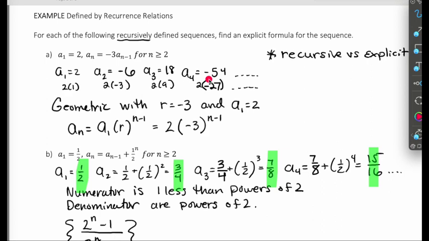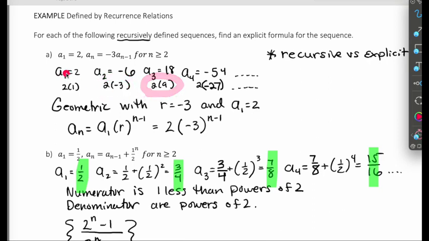So as you can see, we're not plugging in values of n, meaning we're not plugging in n is 1, n is 2, n is 3. We're plugging in previous terms. So that's why this is not considered an explicit formula for the sequence. Now, to come up with the explicit formula for the sequence, we just have to do what we did in the previous example. Look at the terms and find the pattern.